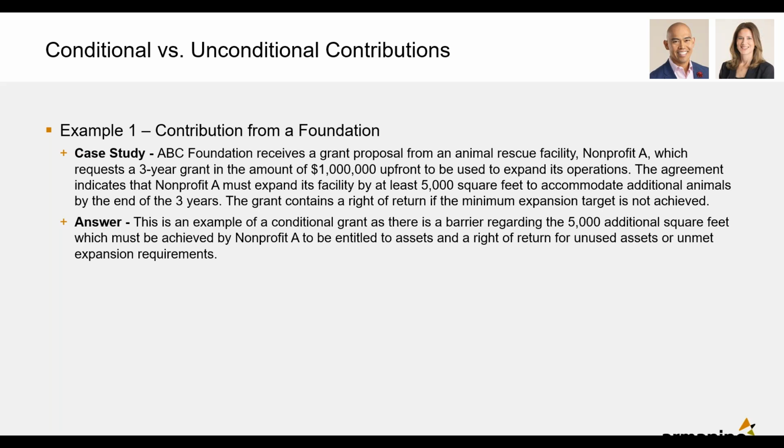So this is an example, again, of a conditional grant because there is a barrier regarding the additional square footage that should be added to the facilities. Otherwise, the resource provider is entitled to a right of return of those unused assets related to the unmet expansion requirement.